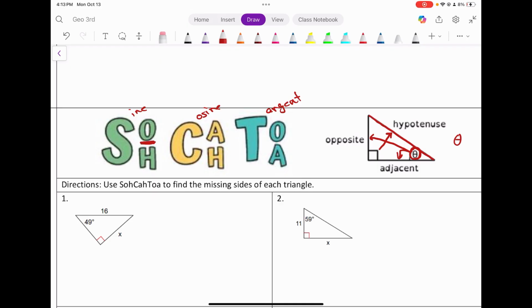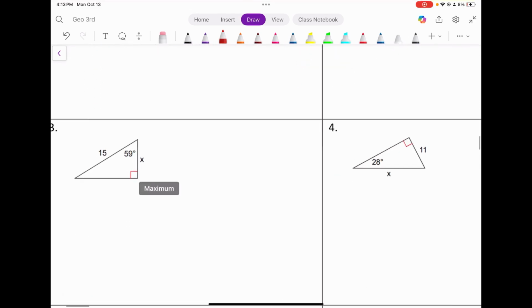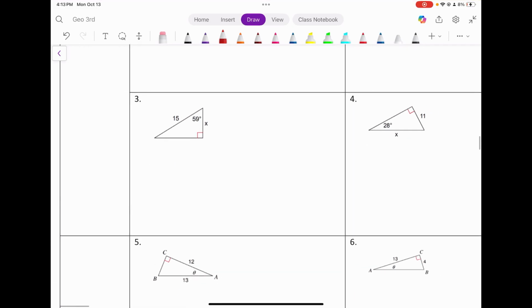The sine of an angle is simply the opposite side over the hypotenuse. The cosine is adjacent over hypotenuse. The tangent is opposite over adjacent. So we use sine, cosine, and tangent to find missing side lengths or angle measures inside of this right triangle.